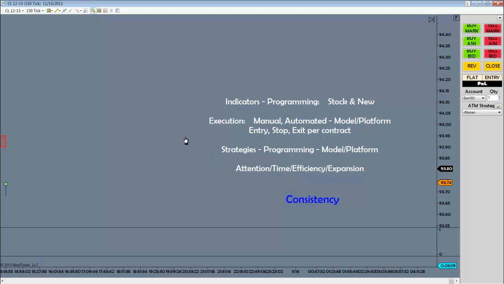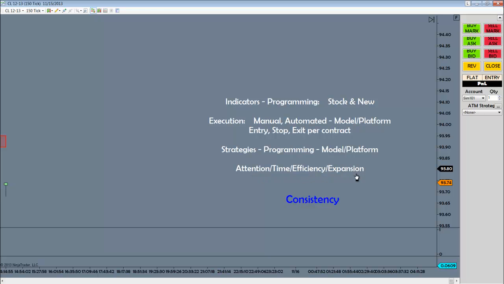Strategies are stringing together our indicators into actual rules and then executing them. Of course, we could do that manually, but boy, programming strategies is the new dawn for day traders, and again, model and platform specific. But here's an area that I really like to address here.